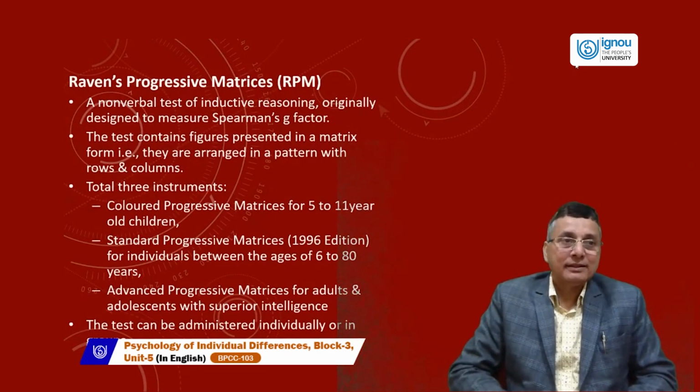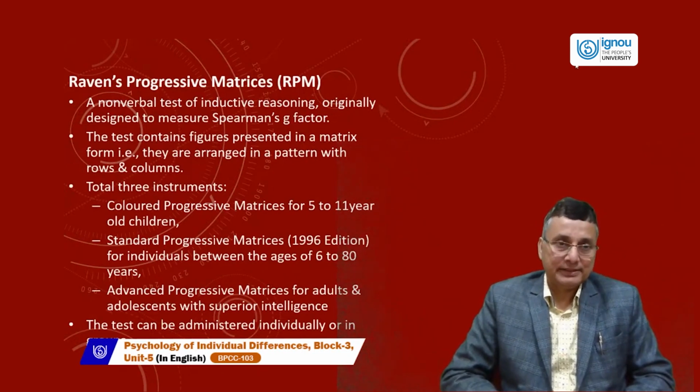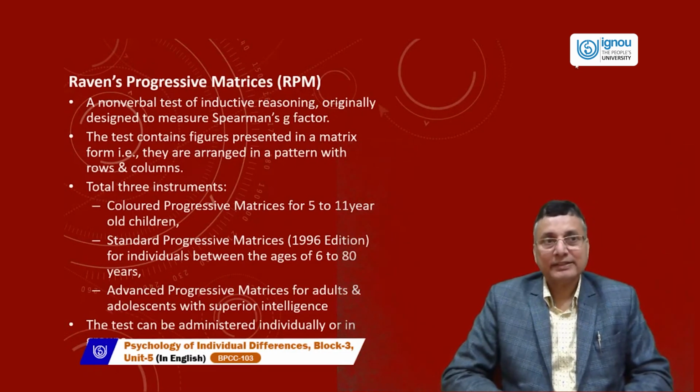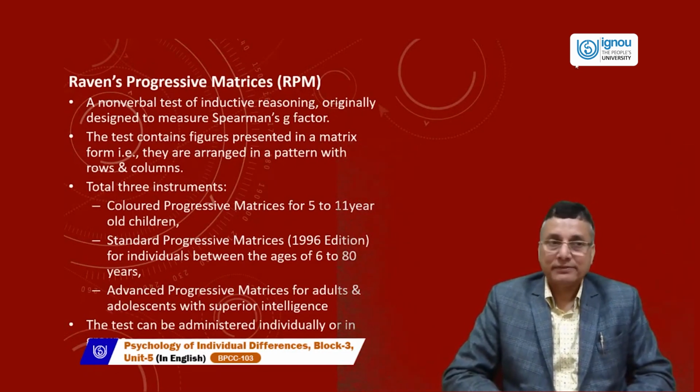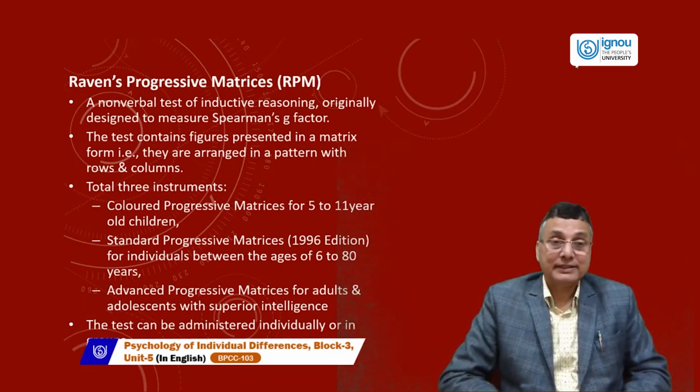Let us see the Raven's progressive matrices. It is called RPM, and there are three types of this test. It is a non-verbal test of inductive reasoning, originally designed to measure Spearman's G factor. We have discussed in our theory classes about Spearman's S factor and G factor.